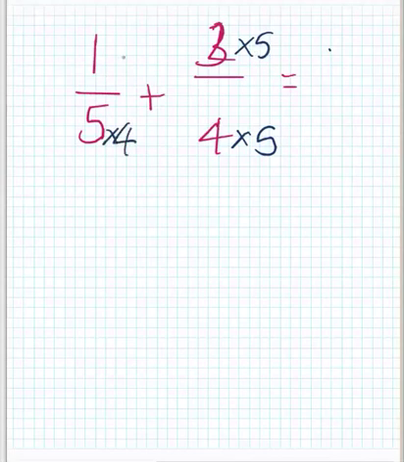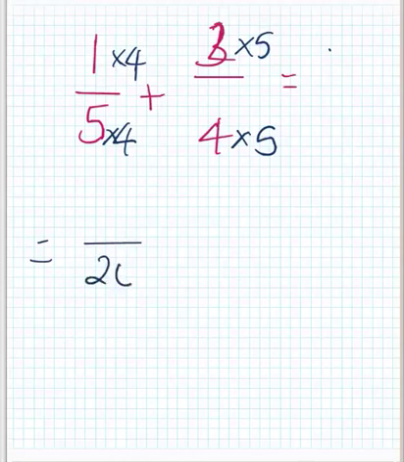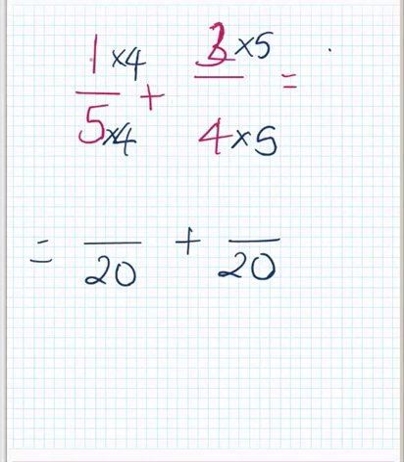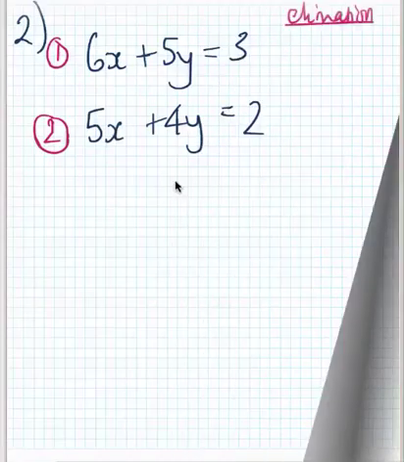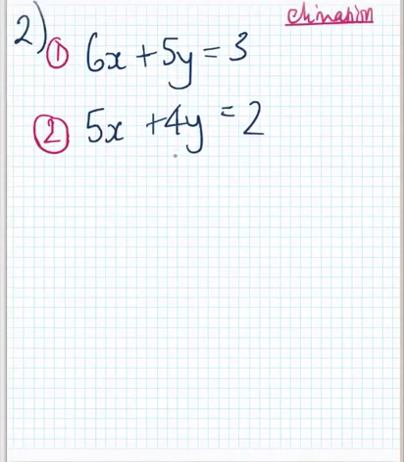Times by 4. Okay, so I end up with my common denominator being 20. I've made the bottom numbers the same, and I've got 4 plus 15. So we're going to be getting the same result for our equations. Because I'm focusing on the y's, to make them the same, I'll times this whole equation by 5 and this whole equation by 4. Now, working these out can get very messy. That's why you just do it one step at a time.